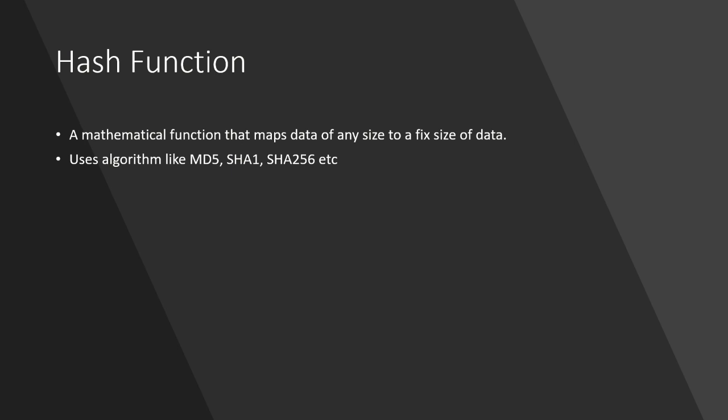Hash functions use algorithms like MD5, SHA-1, SHA-256. These algorithms have their own output sizes. So MD5 produces outputs of 128 bits, SHA-1 produces outputs of 160 bits. So if you have used MD5, whatever the length of the input data, the MD5 hashing algorithm will always produce 128 bits of output.